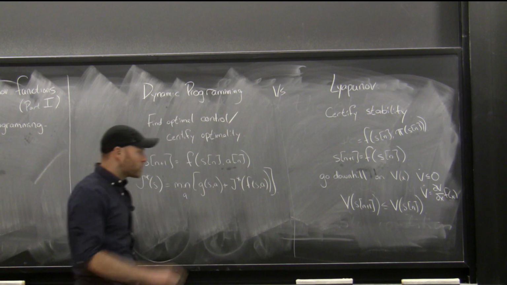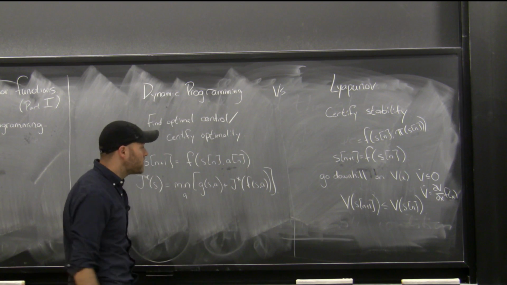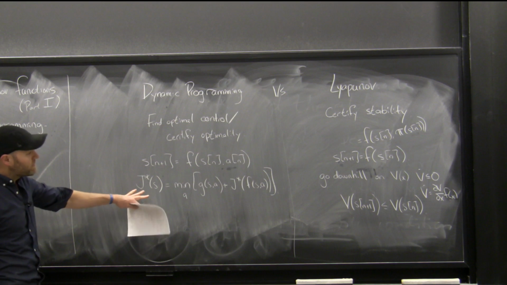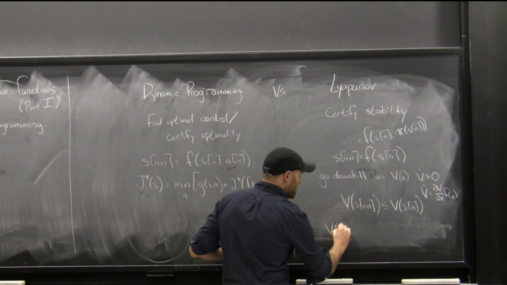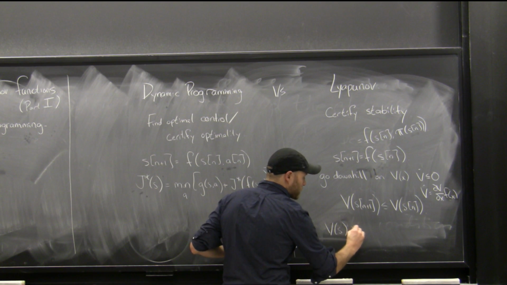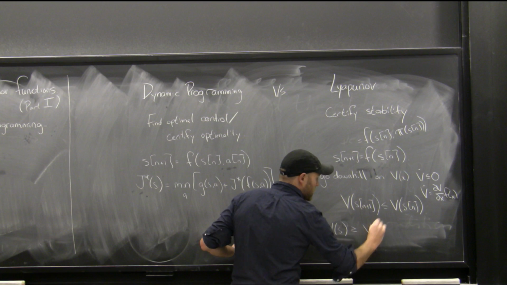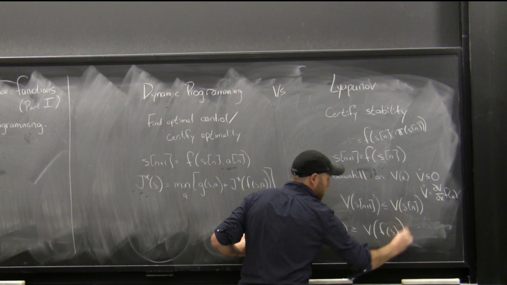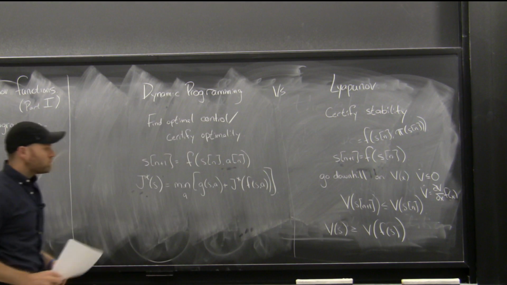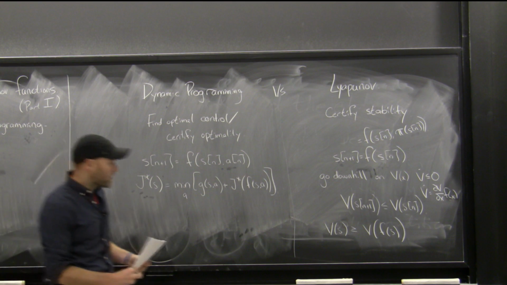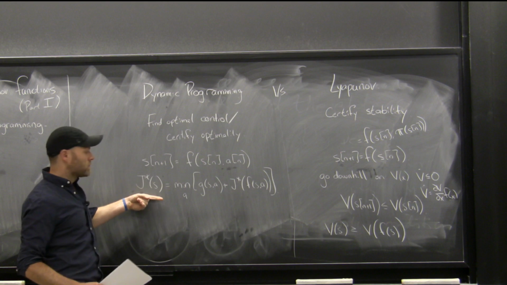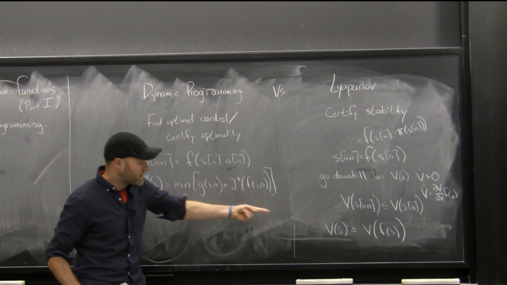Right? You just want to be going downhill on some function V. And to make it look a little bit more like this, can I just flip that around and say V of S is greater than or equal to V of F of S. Okay, so, oh, sorry, yeah, that's right. They appear now in the same places.